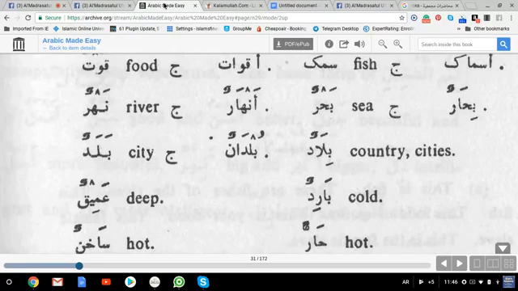Why is the second part, the mudaf ilayhi, not ending in kasra? Beituhu. Don't worry about all that other stuff. This right here, beituhu, is part of idafa, but you're not ready for it. For example, take the basic simple things. Beituhu, you don't have to know that this is mudaf at the level you're at now. You just understand his house.